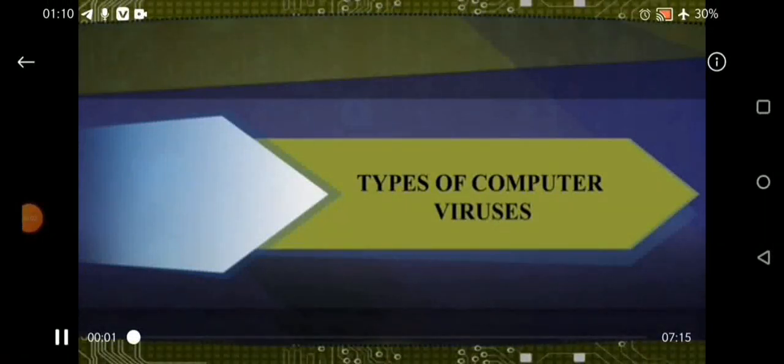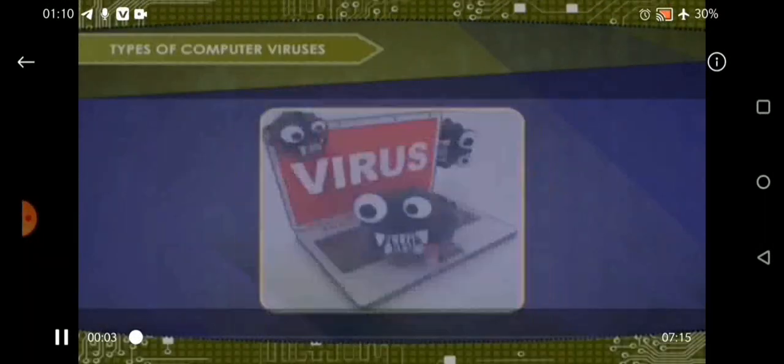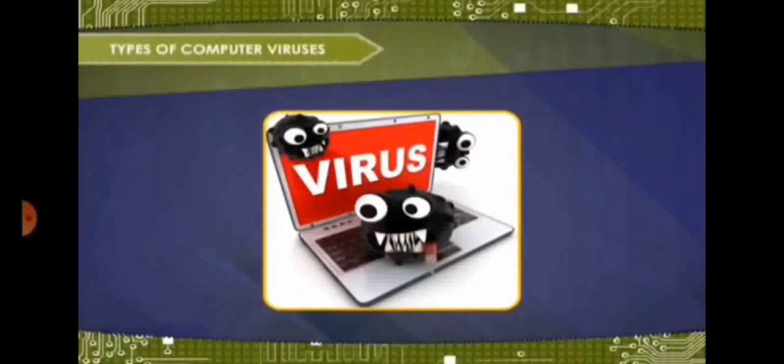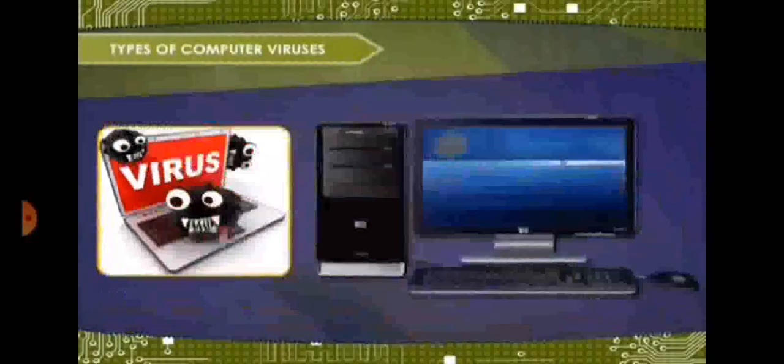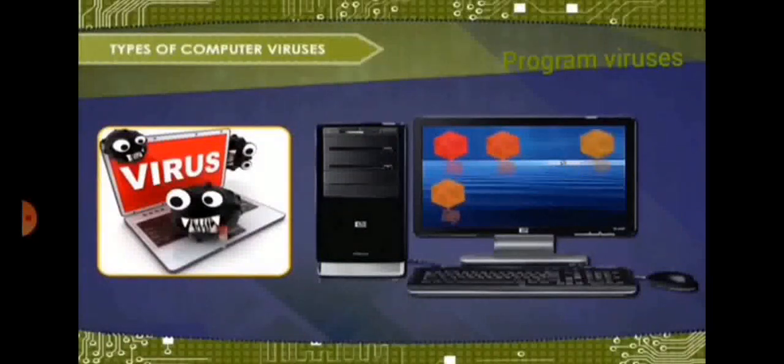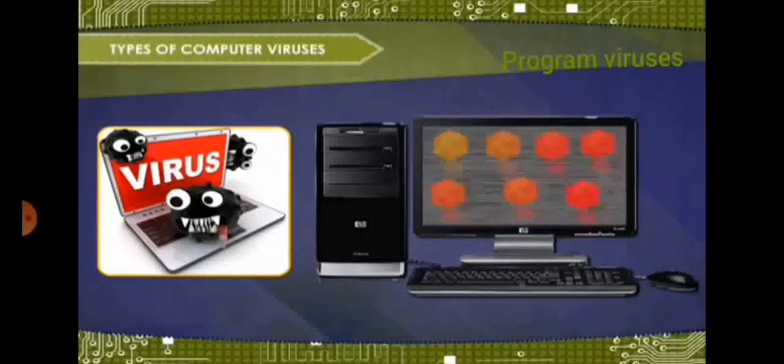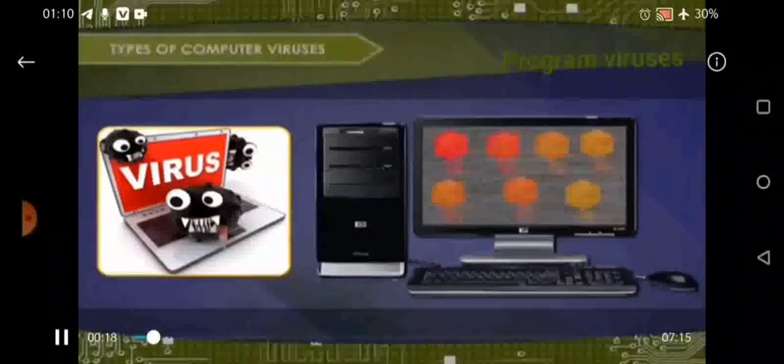Types of computer virus. Computer viruses can be categorized by their infection targets. So we can divide viruses into the following categories. The first one is a program virus. Program viruses infect program files which have extensions such as .com and .scr.